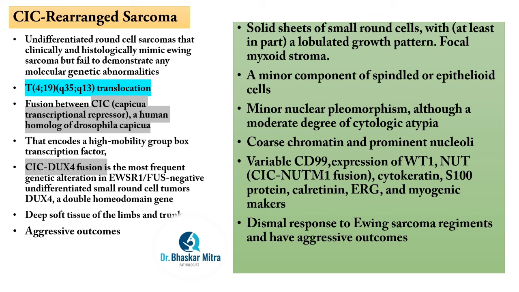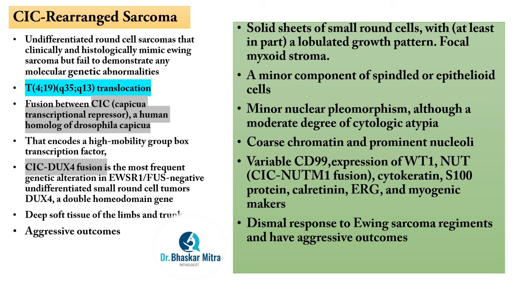As in my previous slide, I have shown there may be ETS, EWSR1 and the ETS or non-ETS, or there may be another group that we find very less frequently, that is the CIC rearranged sarcomas. These are undifferentiated round cell sarcomas that clinically and histologically mimic Ewing sarcoma but fail to demonstrate the usual molecular cytogenetic abnormalities. The translocation is t(4;19) with CIC and DUX4 fusion genes. They are usually negative for the EWS fusion group of genes.